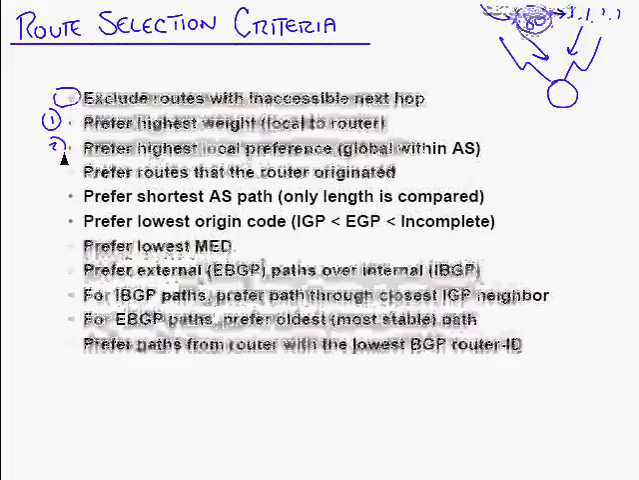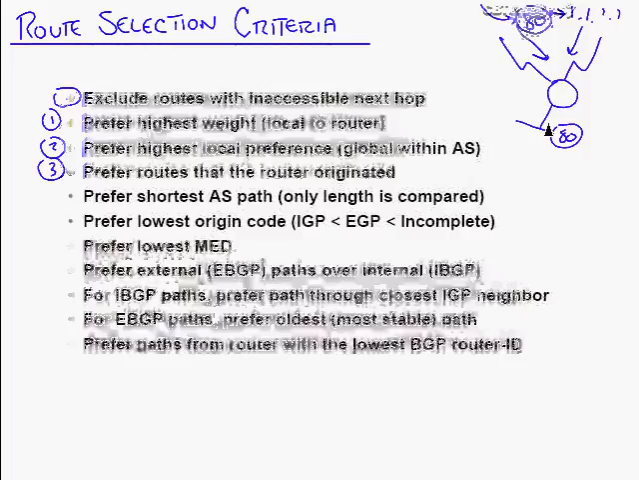If those are identical, it will prefer routes that the router originated. So if your router originated a route, maybe let's say you have the 80 network right here, and you said, I am originating that advertisement, and then someone else comes in and says, well, wait a sec, I have the 80 network. You're going to prefer the one that you originate, and that just kind of makes sense. The one that's attached to you or that you originate will win.